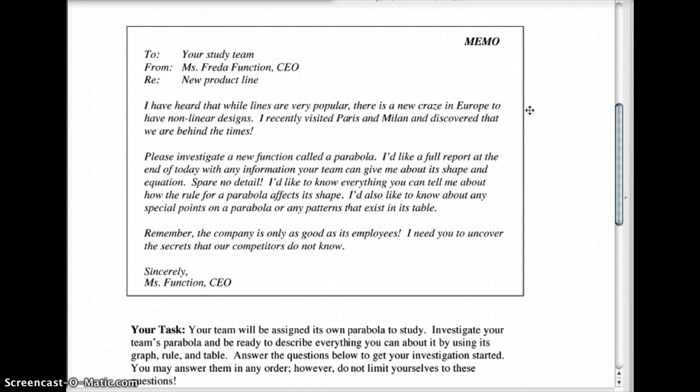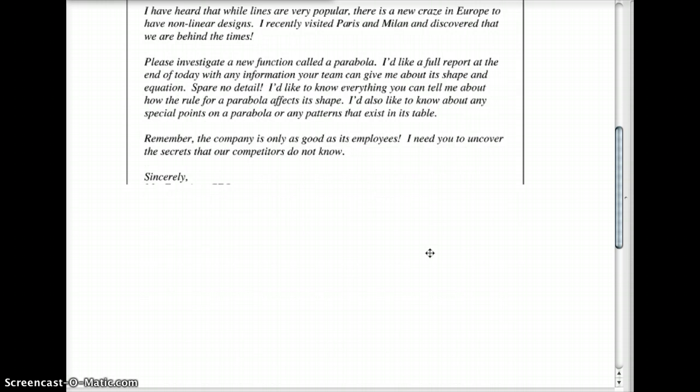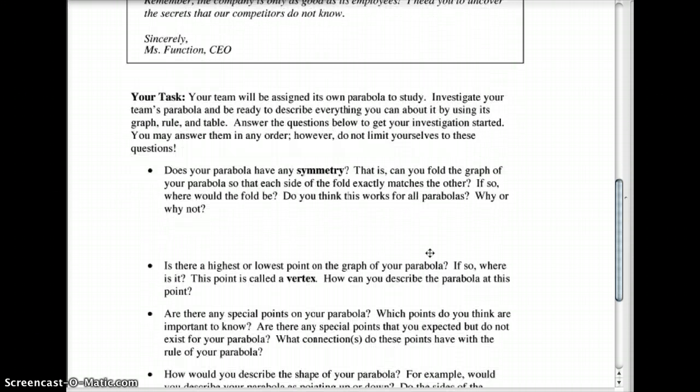Spare no detail. I'd like to know everything you can tell me about the rule for the parabola and how it affects the shape. I also would like to know any special points on the parabola or any pattern that exists in the table. Remember, the company is only as good as the employees. I need you to uncover the secrets that our competitors do not know. Sincerely, Miss Function. So here's your task.